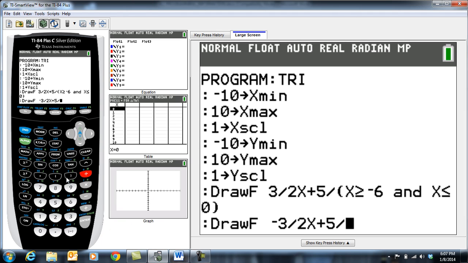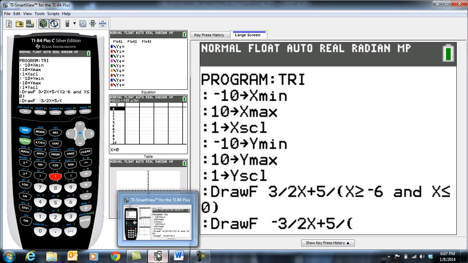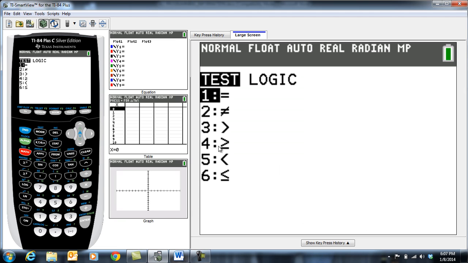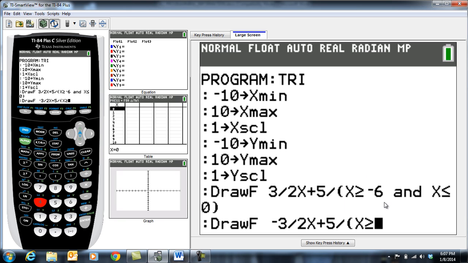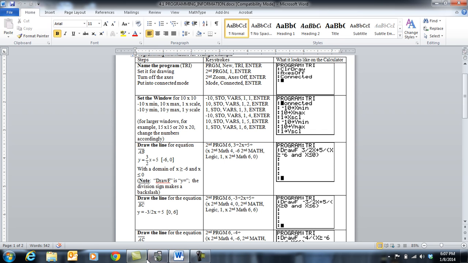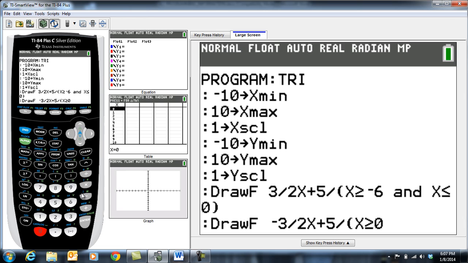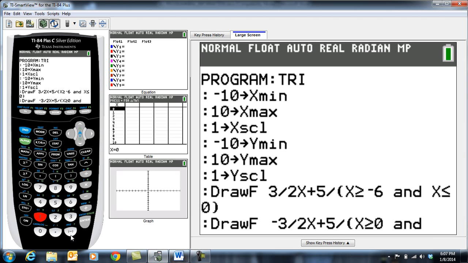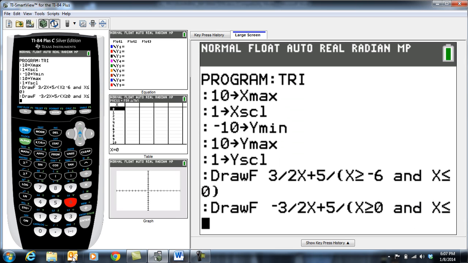So I'm going to separate it with the division symbol and open my parentheses because the domain is one statement together. I'm going to have x is greater than or equal to, so I'm going to do second math, number 4. By the way, it will always be x is greater than or equal to, followed by x is less than or equal to. The greater than or equal to one should come first. So if I look over here, it says that that domain went from 0 to positive 6. So it's greater than or equal to 0. To get the word and, second math over to logic, number 1. And then I have x is less than or equal to, so second math, number 6. And it's less than or equal to 6. So I hit my 6 again, close my parentheses to end the statement, and hit enter for the next command.